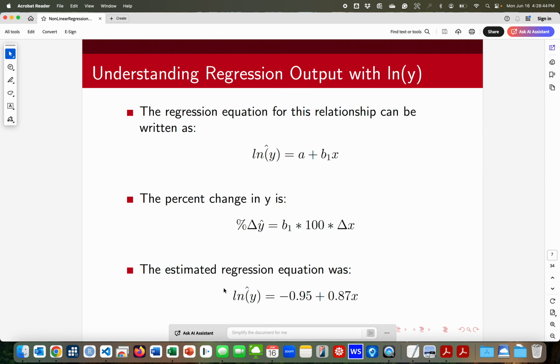So in this case, we had the natural log of y. Ignore the constant right here. We don't really care about this anymore. I'm not sure why I keep clicking on that. But we would say if we increase x by 1 unit, y increases by 87%. So if we increase x by 1 unit, y increases on average, or y hat increases by 87%.